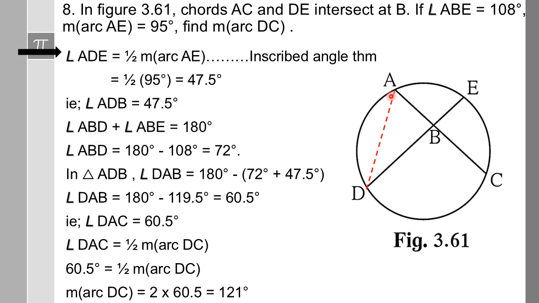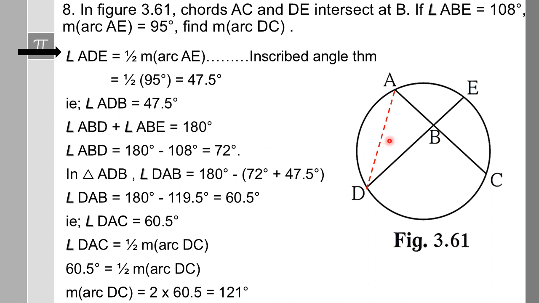Next, angle ABD plus angle ABE. This is a straight line, so the angles are in a linear pair, and their sum should be 180 degrees. So angle ABD will be 180 degrees minus angle ABE. ABE is 108, so ABD will be 180 minus 108, which is 72 degrees.